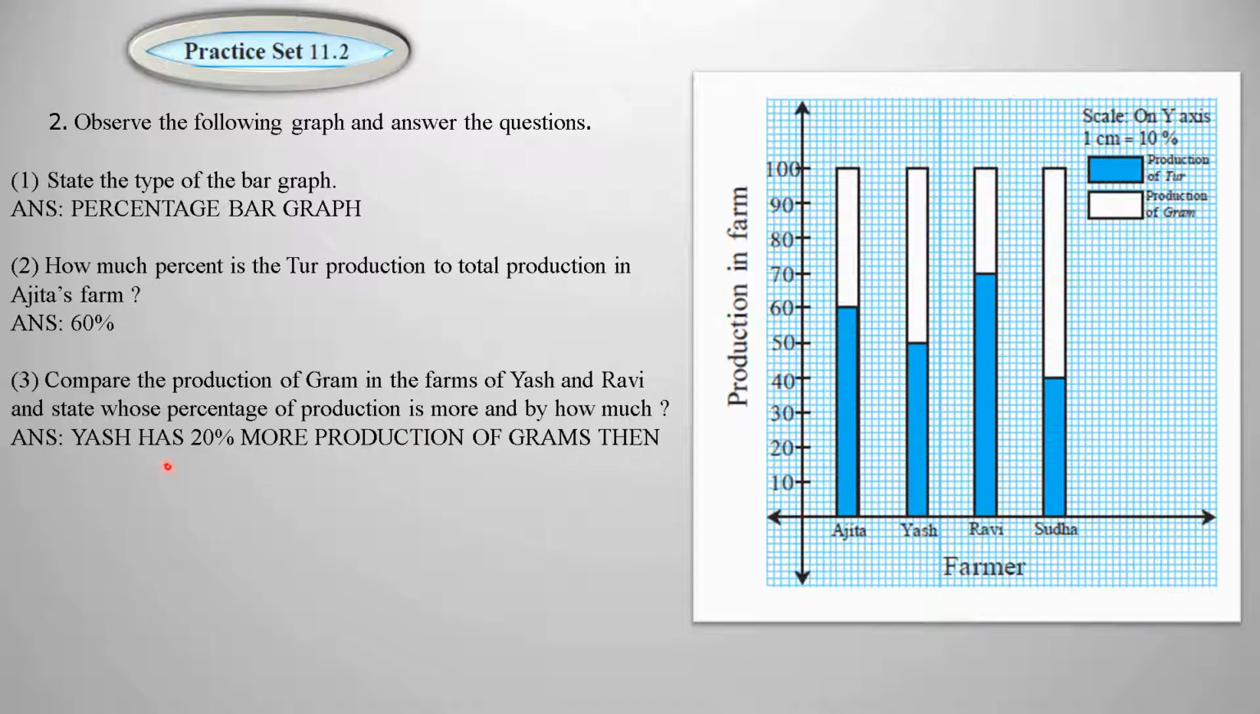So Yash has 20% more production of grams than Ravi, as Yash had 50% while Ravi had 30%, and 50 minus 30 is 20. So Yash is producing 20% more.